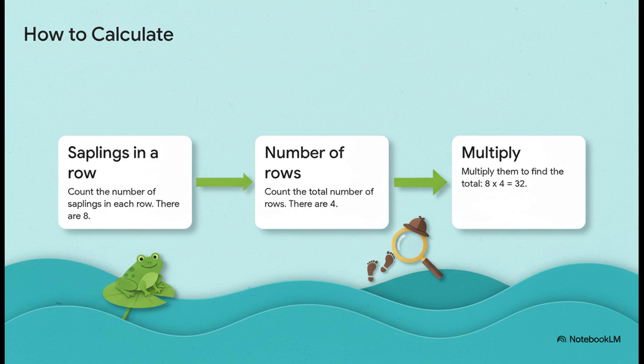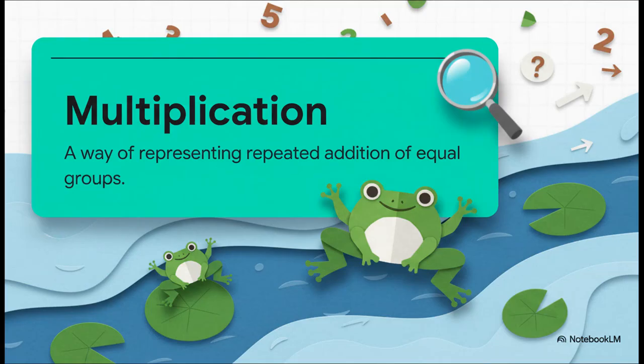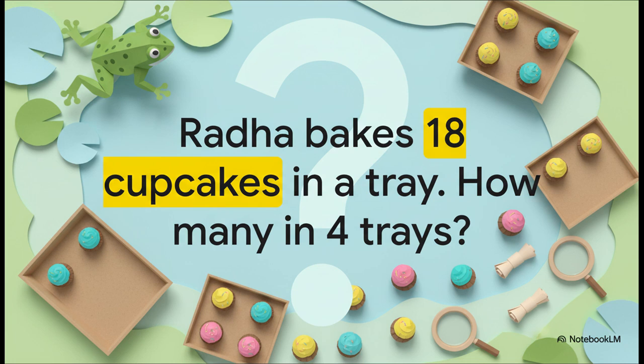Step 1, count how many saplings are in just one row. You see, there are 8. Step 2, count the number of rows. There are 4 of them. And now for step 3, just multiply them. 8 times 4 is 32. See? So much faster. And that's exactly what multiplication is, my dears. It's just a quick way of doing repeated addition. So instead of going 8 plus 8 plus 8 plus 8, we can just say 8 times 4. Simple.